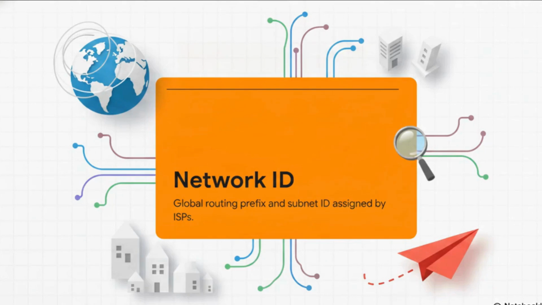The network ID is basically your global locator. It contains the global routing prefix and the subnet ID. This first 64-bit chunk acts as your neighborhood identifier. It's meticulously assigned by internet service providers and network administrators. Its entire job is to ensure that when a data packet leaves a server halfway across the world, the global internet routers know exactly which massive geographic network and local subnet to send it to.